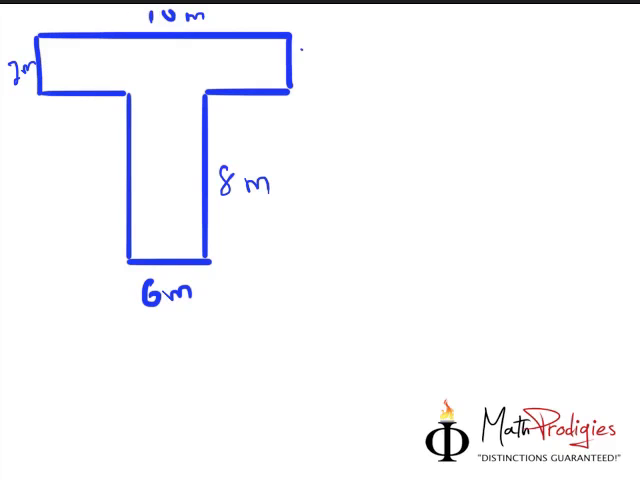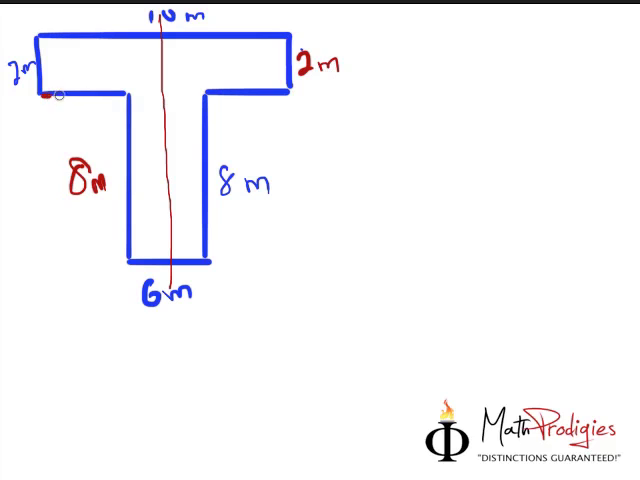Now, what you have to understand is that this figure is similar, basically it has a line of symmetry. Symmetry means if you were to put a line in between here, they will look the same. Which means that if this is 8, this must also be 8 meters. If this is 2, this must also be 2 meters.